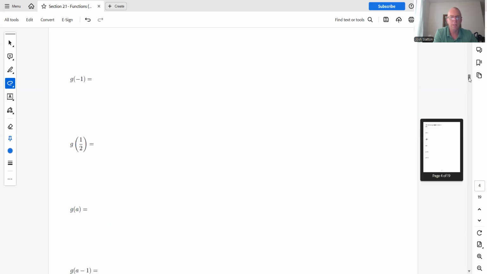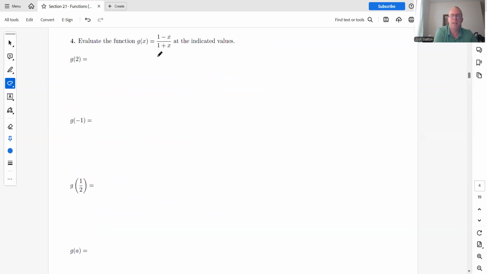All right, moving along, another similar problem. G of x is 1 minus x over 1 plus x. So we're going to evaluate that at 2. So 1 minus 2 over 1 plus 2, that's going to give us negative 1 over 3.